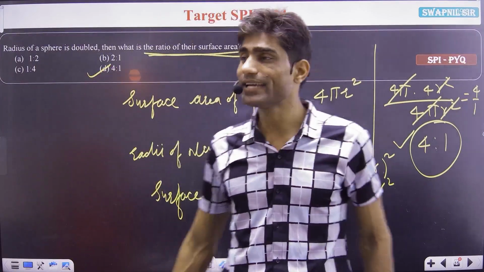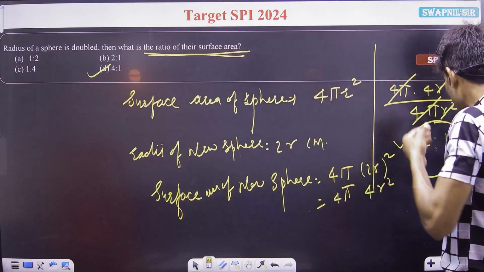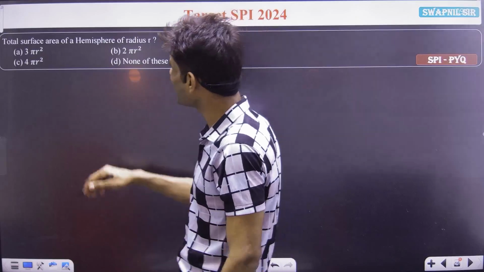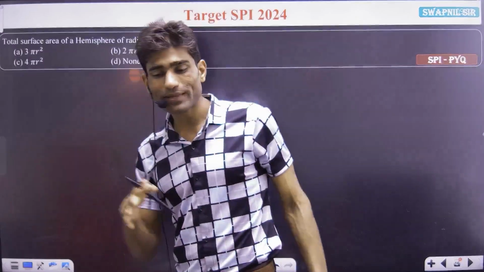which is option number D, which is exactly the correct answer. Okay, so I hope you all have understood this solution. Now, the total surface area of a hemisphere. What is the total surface area of a hemisphere?